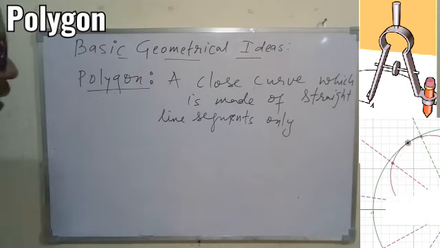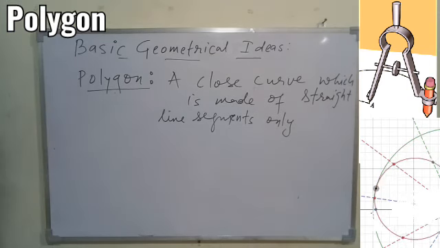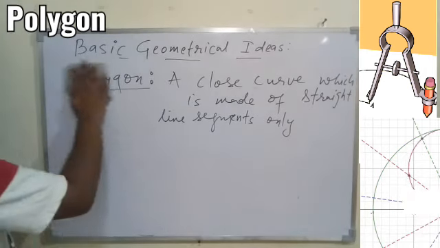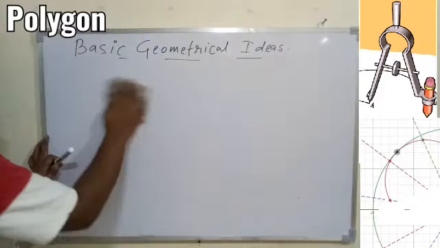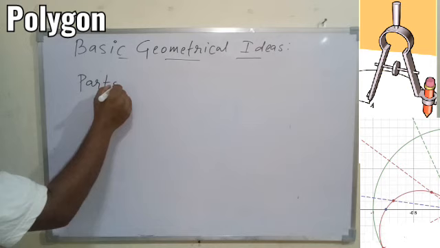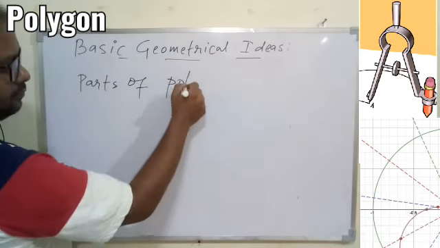Okay, so that is understood now, and different examples I have already shown to you. And now since we understood the meaning of polygon, again we'll go for the different parts of the polygon, and then your topic will be done for today. So let's talk about parts of polygon.